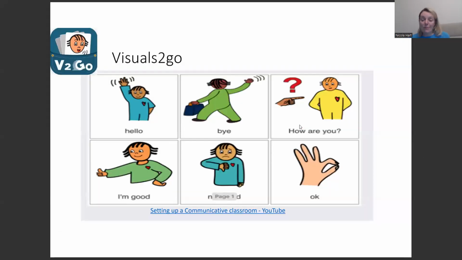I sometimes use Visuals2Go on my phone. It's really quick. So I might just have hello, goodbye, whatever it is. I press and I'd say, oh, that was amazing. I feel great. I'm good. And I'll press the button. I might say, how are you? And they could point to good or bad.